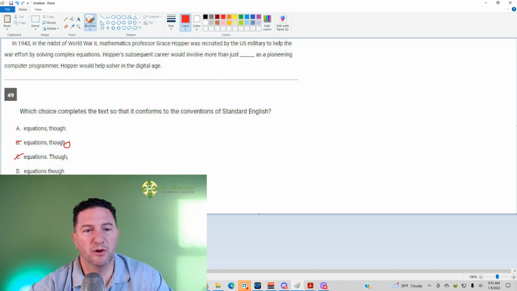Hopper's subsequent career would involve more than just equations, though. You know you're pausing before and or after, though. So as it turns out, you're pausing both before and after. A is going to be your correct answer.